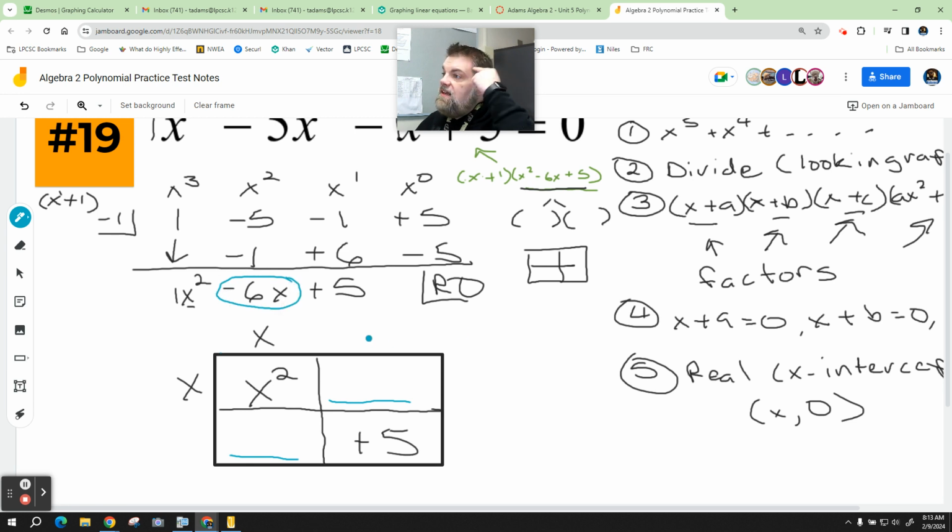So what I need to think in my head is, what are the factors? What two numbers do I multiply to get positive 5, but when I add them up, they equal negative 6x? Yes? 6 and negative 1. Okay, so I'm going to write this down. If I say positive 6 and negative 1, and I multiply them, what's that equal? Yeah, it equals negative 6.